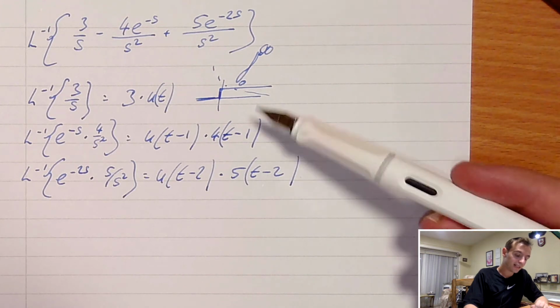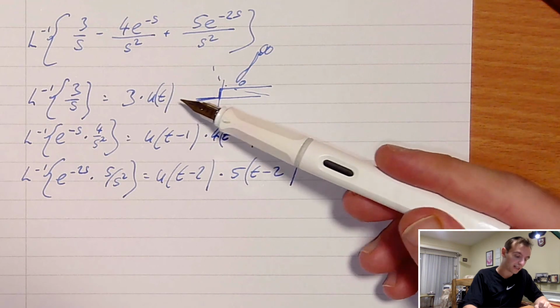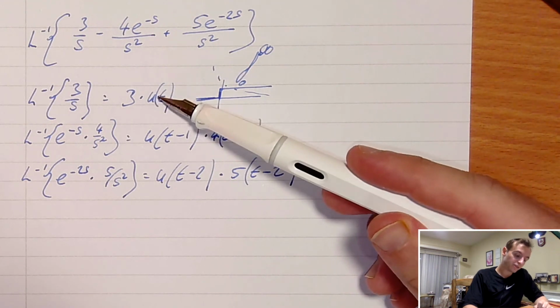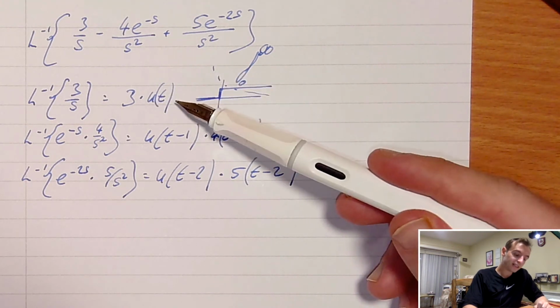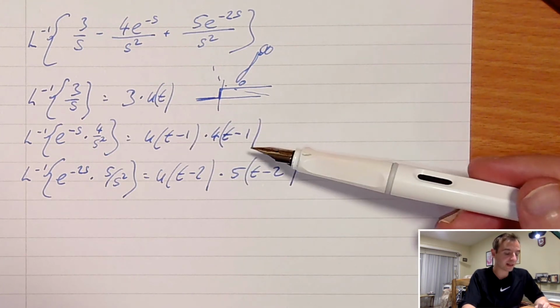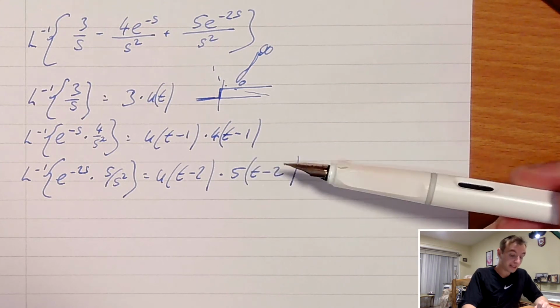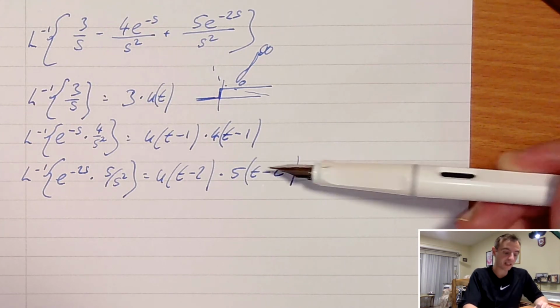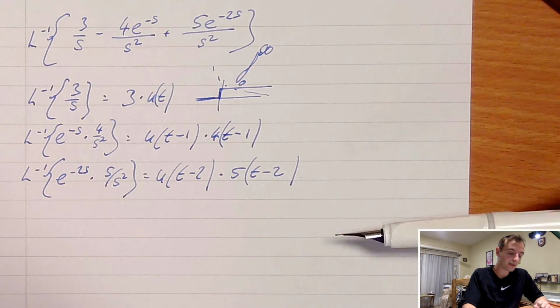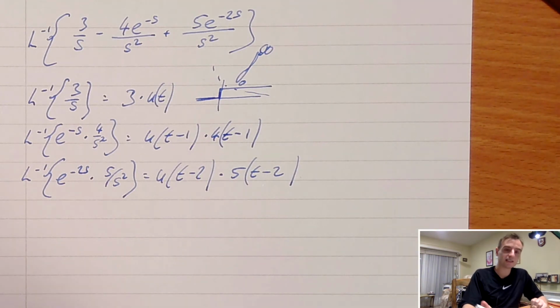So if we just look at these forward functions now, we can say that the function is going to be 3 when t equals 0, up to the point when t equals 1. When t equals 1, you have another function that comes into play here, which is 4(t minus 1). And then when we get to t equals 2, we're going to have another function that comes into play. It's going to turn on at t equals 2. So if we want to sketch out what this function is going to look like, we have to consider the cumulative functions as they start to build up.